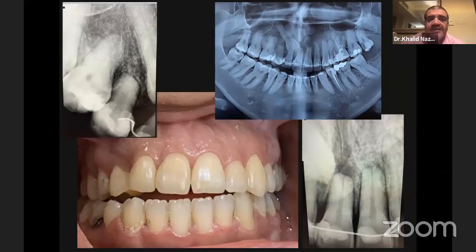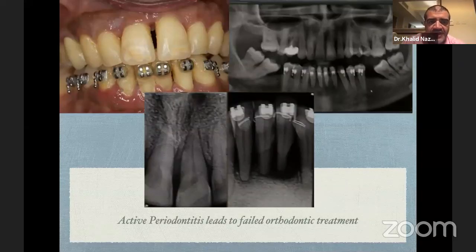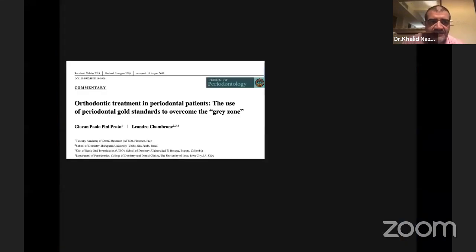Like this case again, not only resorption, but the canine did not come out. Everything moved in the wrong direction. This is one of those active periodontitis cases. You cannot do ortho on active periodontitis cases because that will lead to disaster and failure.